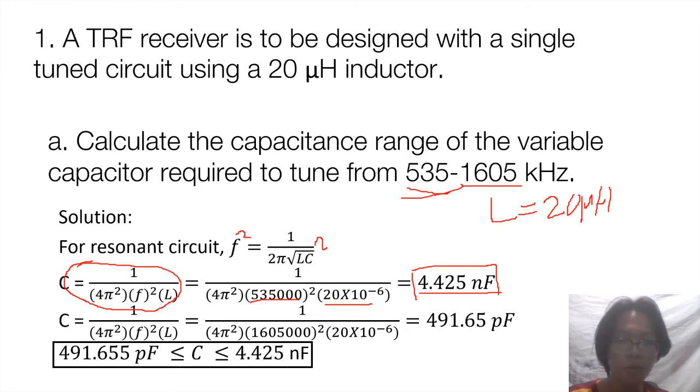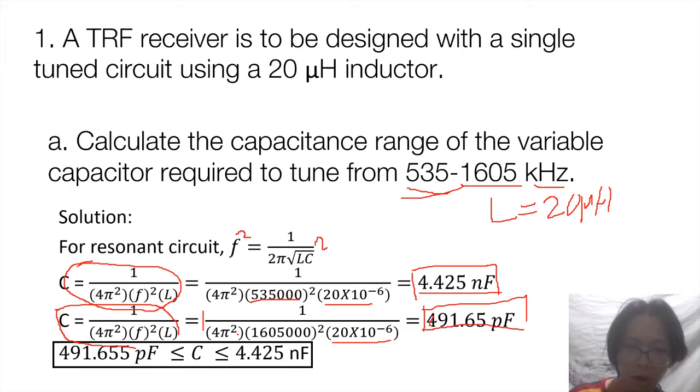Next, we have to compute for the upper frequency. We do the same thing and use the same equation: C equals 1 over 4 pi squared f squared L. We substitute our values: 4 pi squared times 1605,000, because it is in kilohertz, and that will be squared. Then we substitute our value for inductance, 20 microhenry, and we come up with our capacitance, which is 491.65 picofarads.